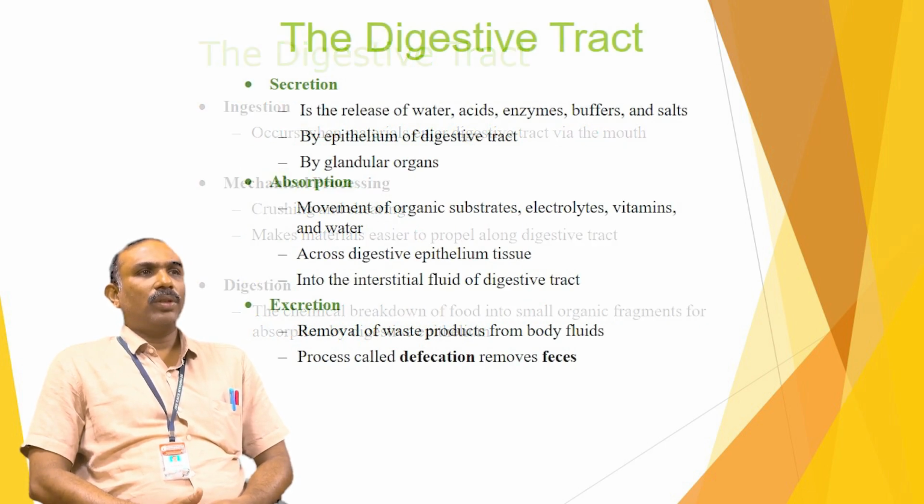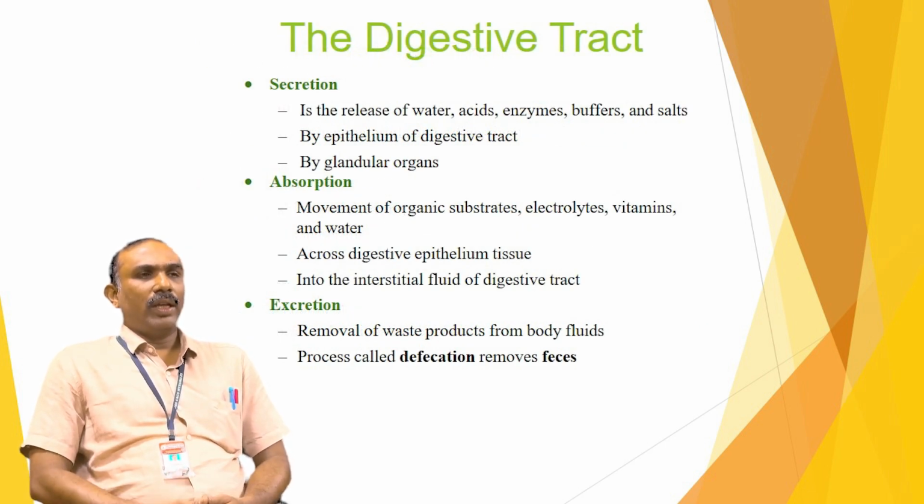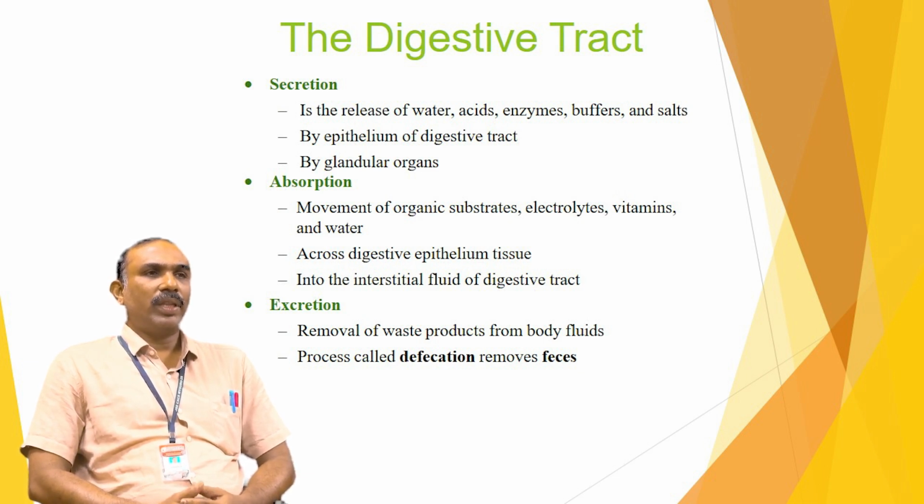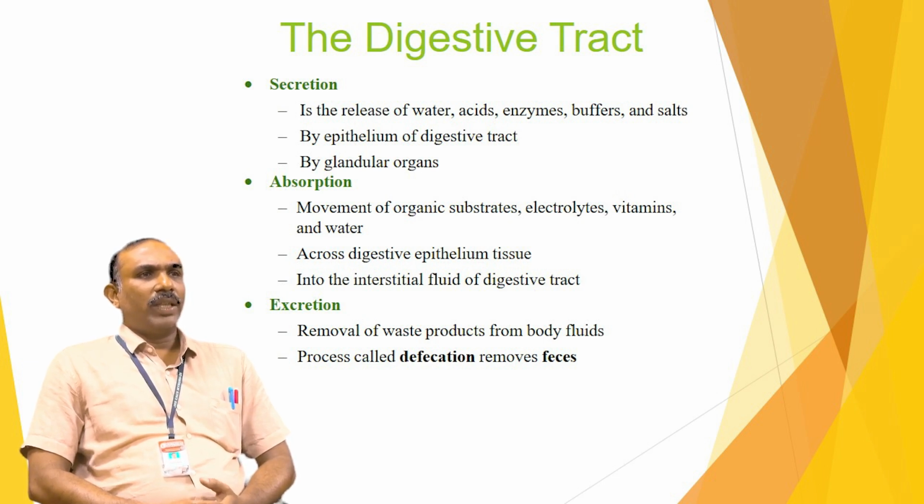Then coming to secretion. When food enters the digestive tract, there will be some secretions. These secretions help in digestion and absorption. They include water, acids, enzymes, buffers, and salts, which are very helpful for digestion and absorption. They are secreted in the stomach or intestine by the epithelium of the digestive tract and also by glandular organs. Glandular organs means, for example, the pancreas, which secretes enzymes and also bile salts.